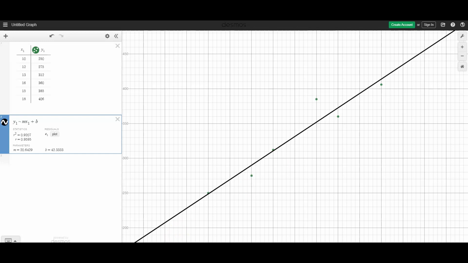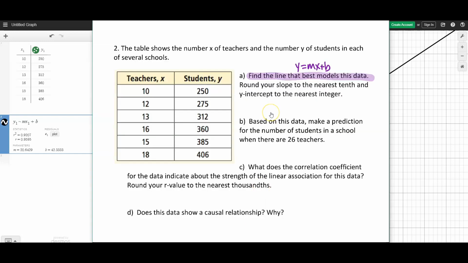Okay, we come back to our notes here and we're going to answer the question. Now it does say to round your slope to the nearest tenth, which is 1 decimal. And it says to round your y-intercept to the nearest integer, which is a whole number. Okay, we can still see over here, so clicking back and forth is not necessary.